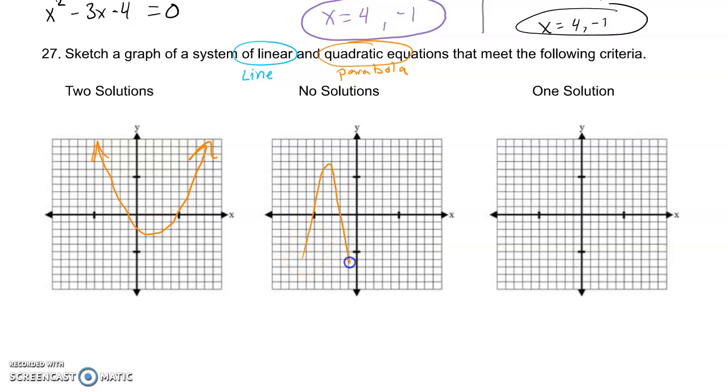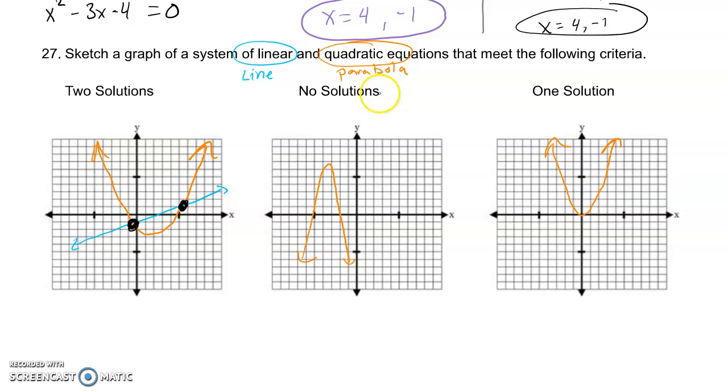I'll draw one that opens down and is narrow, and then for one solution, I'll draw one that looks a little bit closer to a parent function. Those are my parabolas. For the lines, for two solutions, I will have two intersections. That gives me one solution here and one solution here, both as ordered pairs.